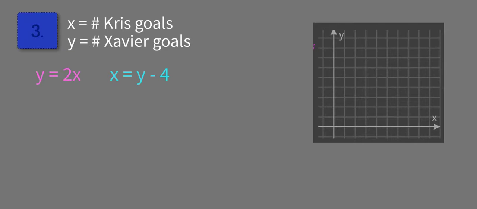So we'll go ahead and graph y equals 2x. That one's pretty simple. You know, you've got 0, 0. At 2, it's 4. At, let's say 3, it's 6. So 3, 1, 2, 3, 4, 5, 6. And then we'll go ahead and connect those dots to make our line.